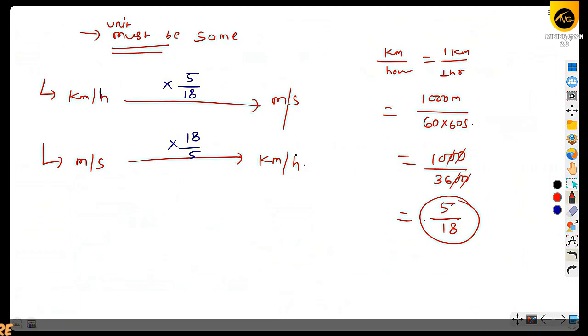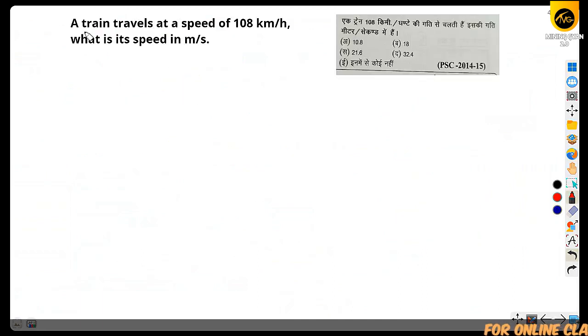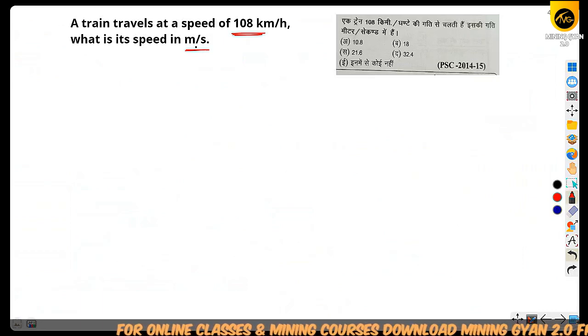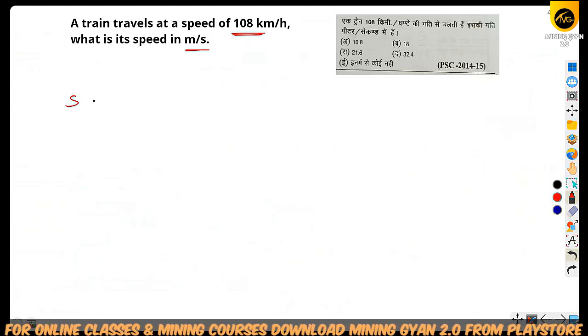We have to just multiply by 5 divided by 18 in this question. Because a train travels at a speed of 108 kilometer per hour, and what is its speed in meter per second? So just multiply 108 by 5 divided by 18 and it will be converted into meter per second. So if the speed is 108 kilometer per hour, then 108 into 5 divided by 18, it will be meter per second, right?